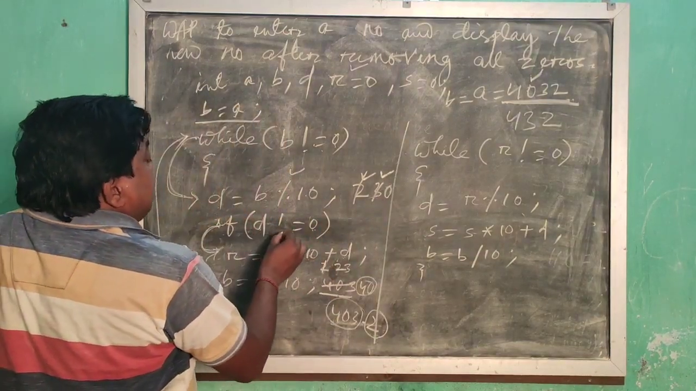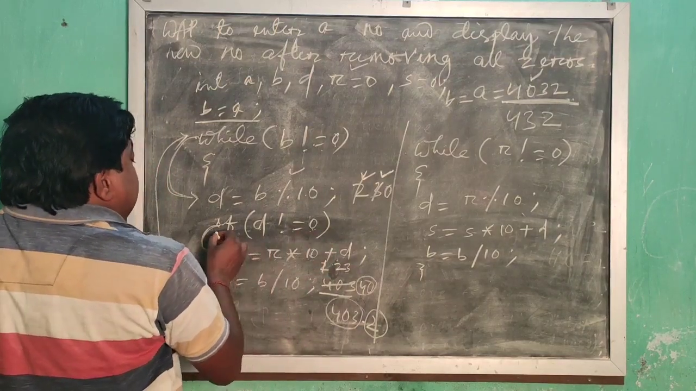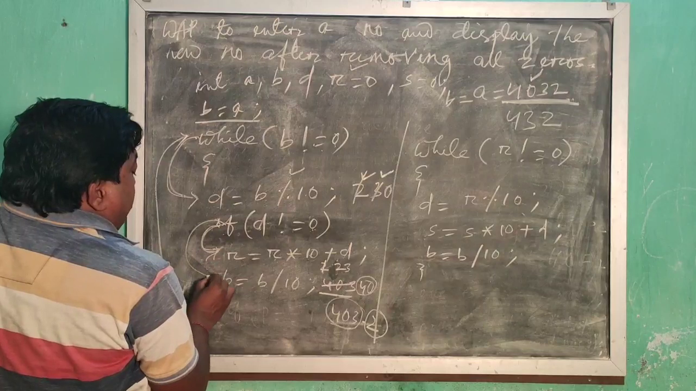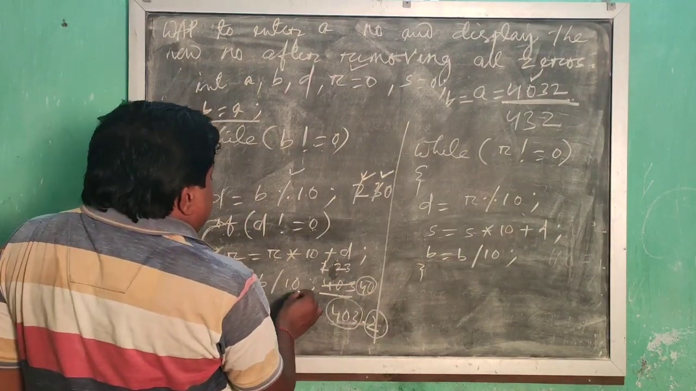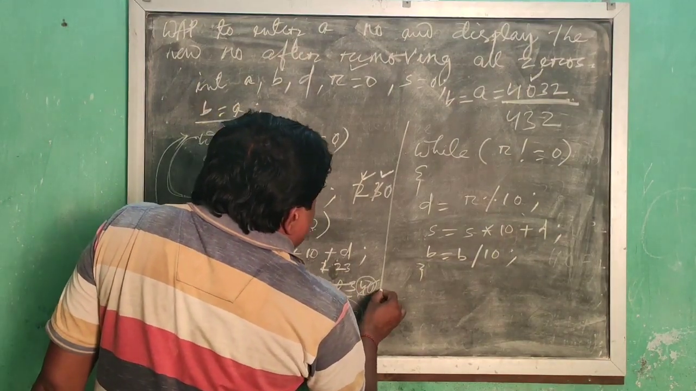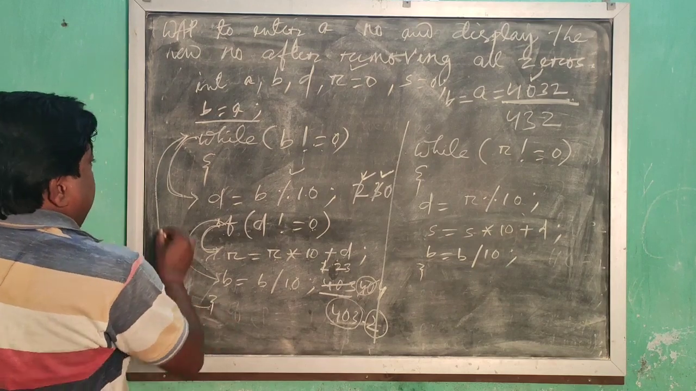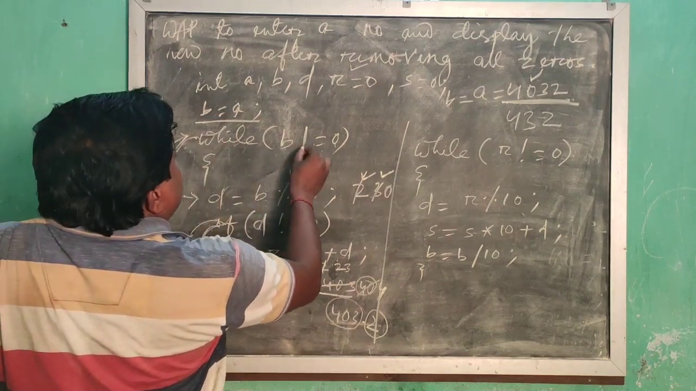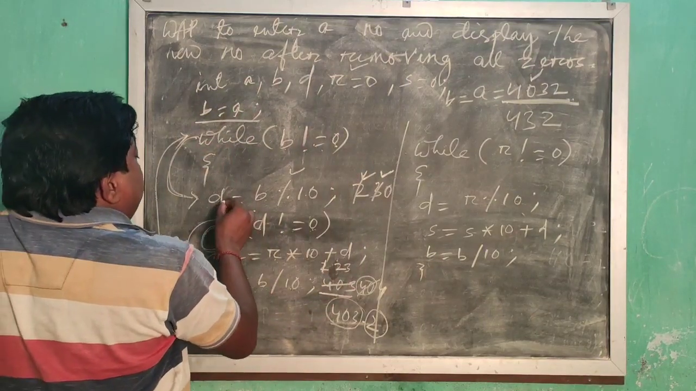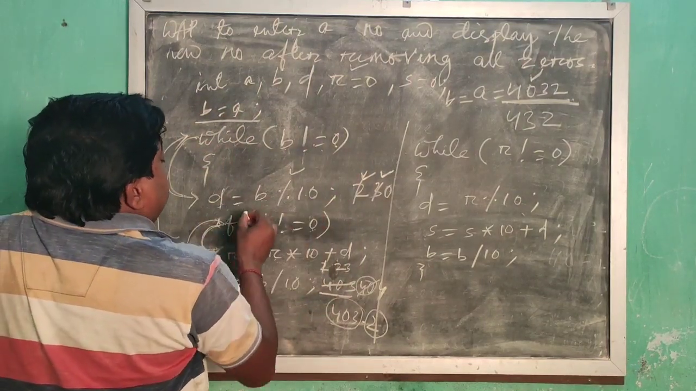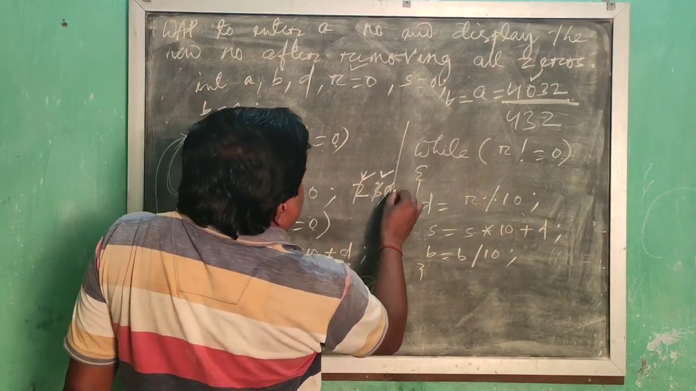Then if d is not equal to 0, is it true? No. Then it directly comes out of the if, means here b equal to b divided by 10, 40 divided by 10, it will be 4. Then again it comes back to the while loop, then checks while b is not equal to 0, is it true? Yes. Then again it goes through the loop, means d equal to b modular 10. b was 4, 4 modular 10 means it will be 4.